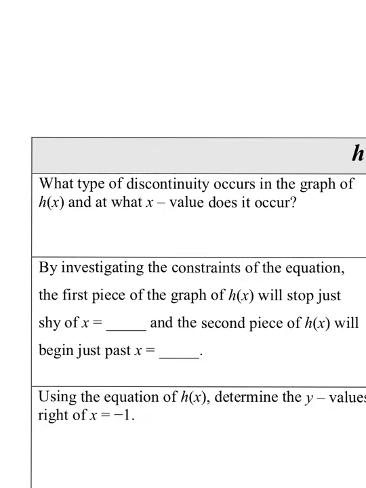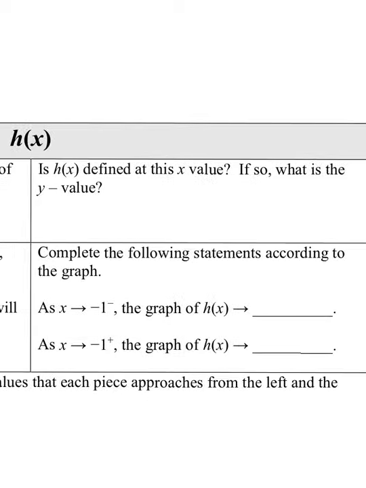All right, so here we're looking at h of x, and what type of discontinuity occurs in the graph of h of x, and at what x values does it occur? Okay, so we have what type of discontinuity at h of x? A point, and what's my x value? -1, okay? Now, it asks us, is h of x defined at this x value? If so, what is the y value? So, is our function defined when x is -1? No. Why is it undefined? Because it is a hole. Very good. It is undefined.